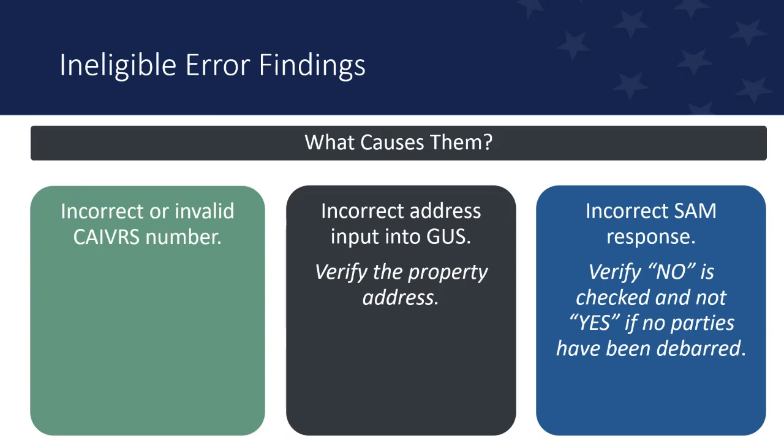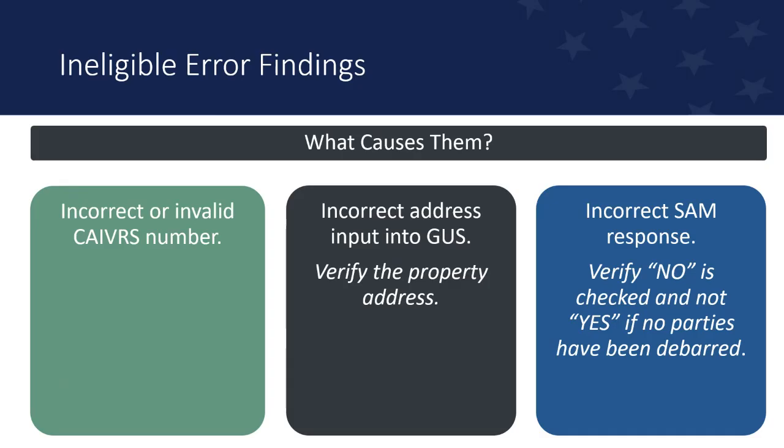A few more reasons you may receive ineligible findings: incorrect or invalid KVERS number. Now, KVERS is typically pulled in GUS. However, the integration has strict business hours and is not always available. If KVERS cannot be pulled in GUS, then you must manually enter a number retrieved outside of the system.